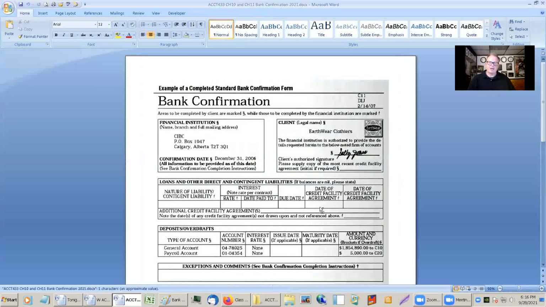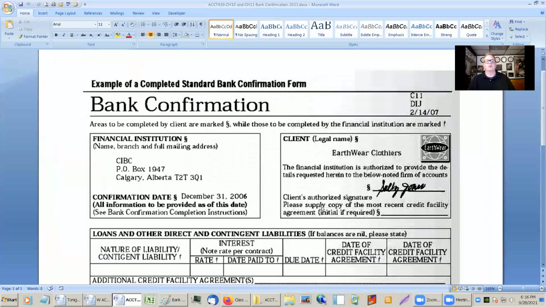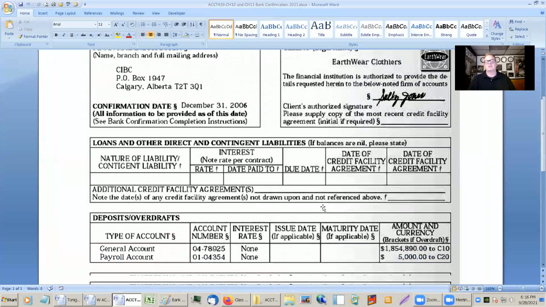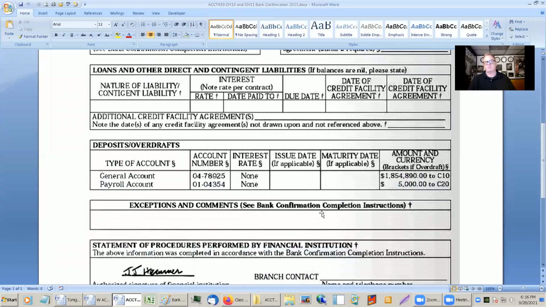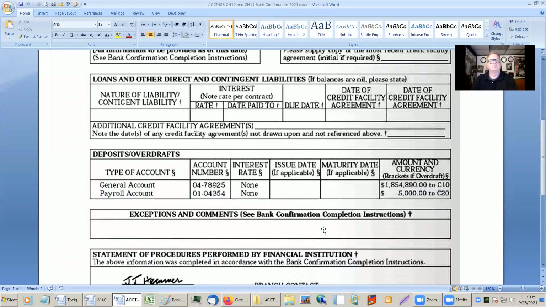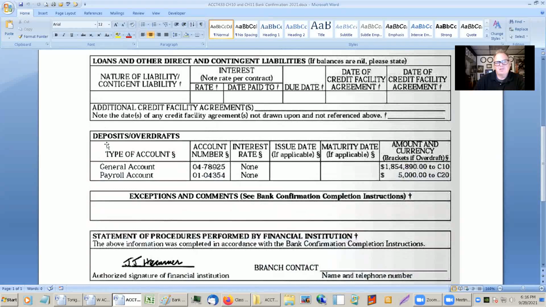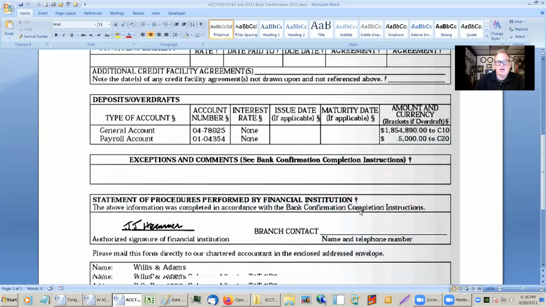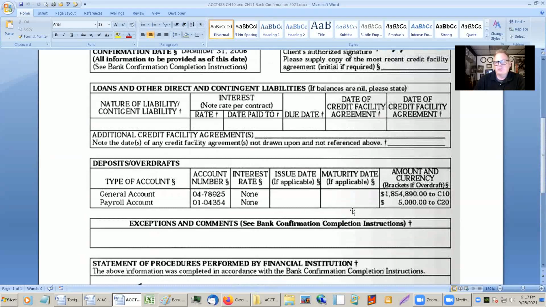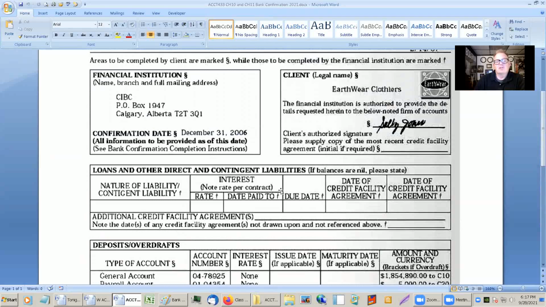So this is kind of what a bank confirmation looks like. Again, this is not a very good one, but this is kind of what it looks like. If there was a loan amount, it would have been in here. These are the accounts that it has for the bank: the general account, payroll account. We'll talk about the ending balance in those. This one doesn't have any loan terms or anything like that. I'm trying to find one that does that I can download.